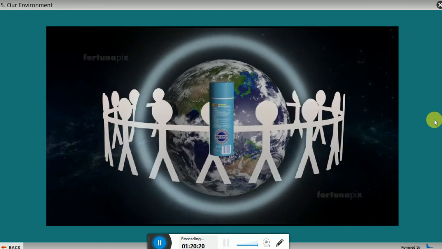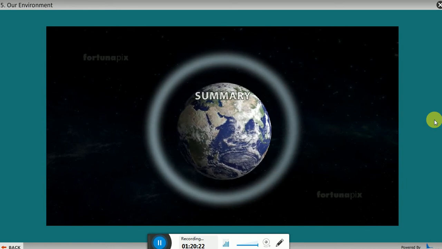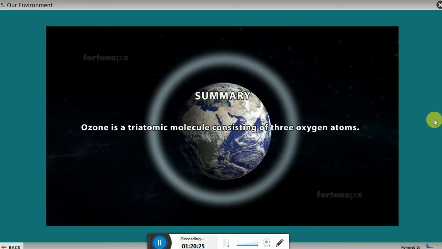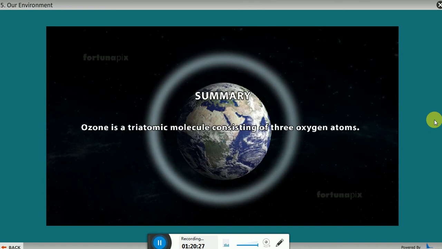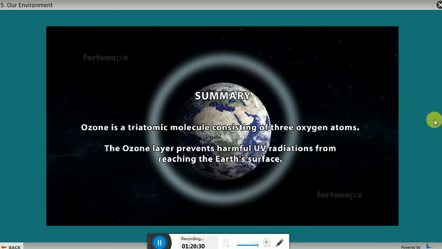Summary: ozone is a triatomic molecule consisting of 3 oxygen atoms. The ozone layer prevents harmful UV radiation from reaching the Earth's surface.